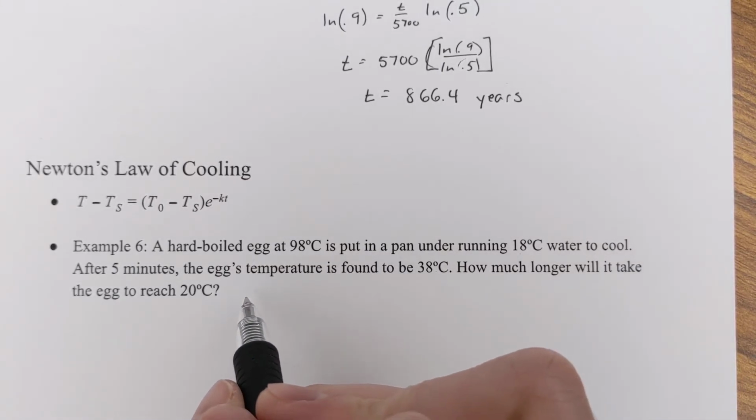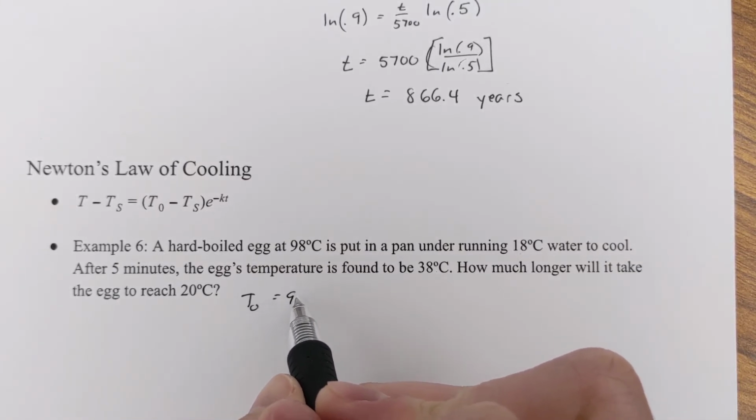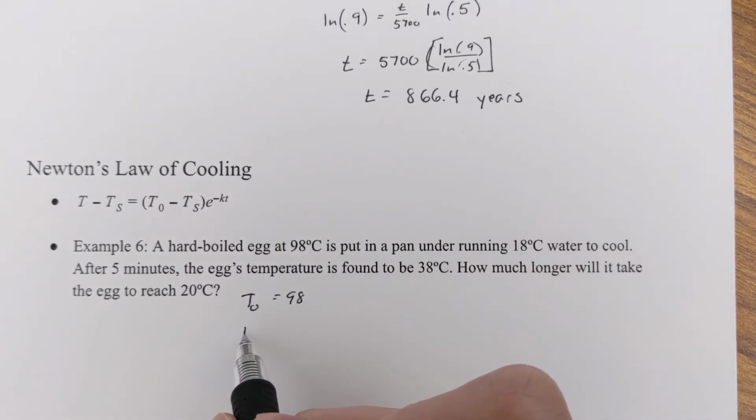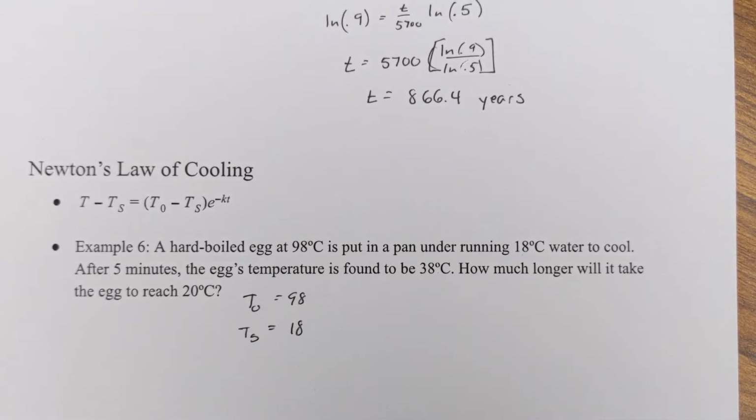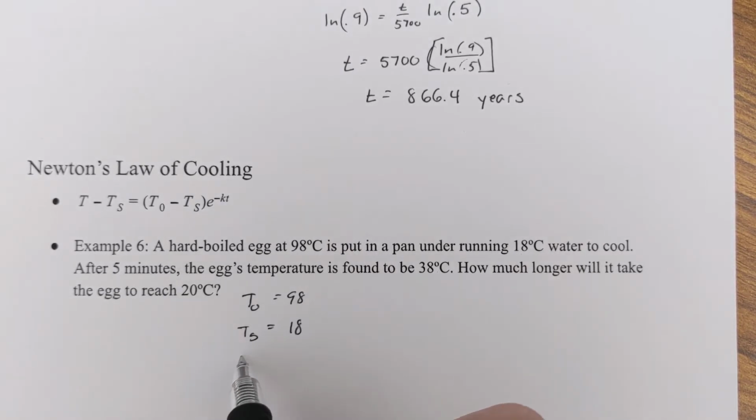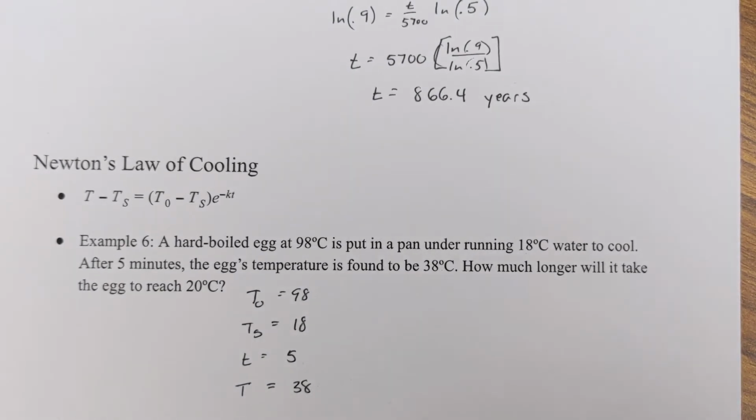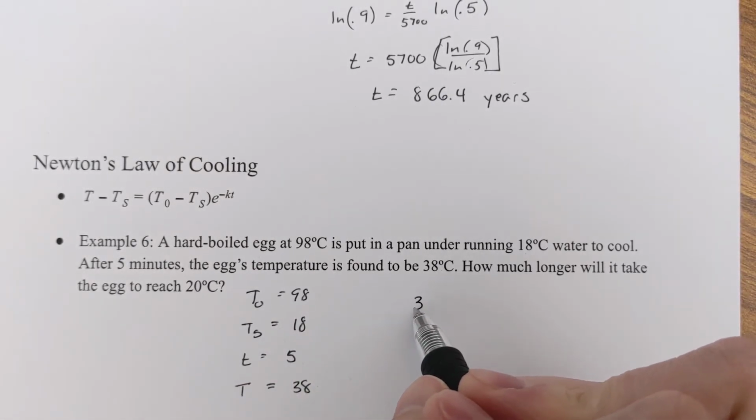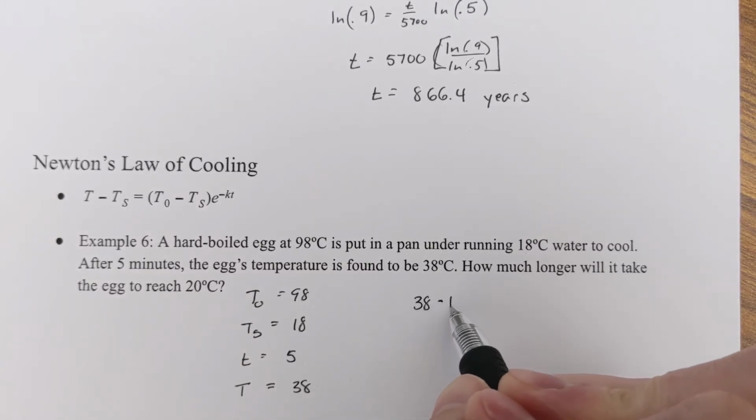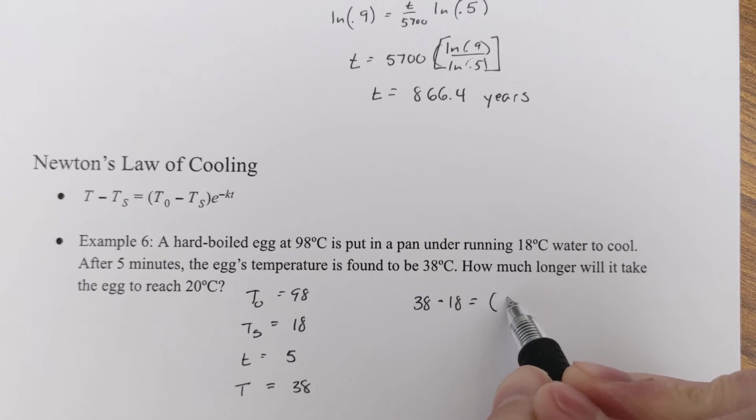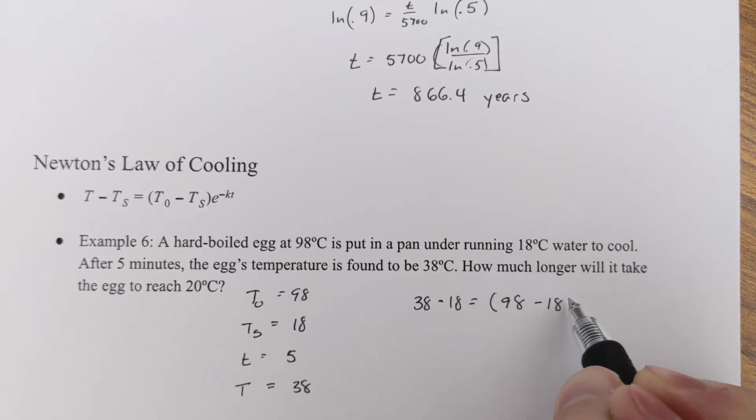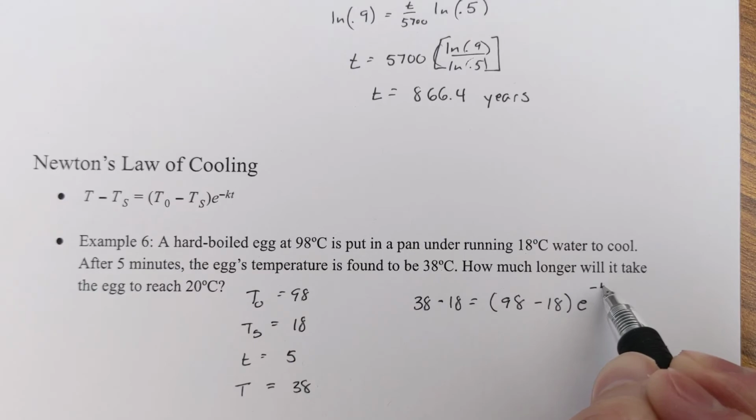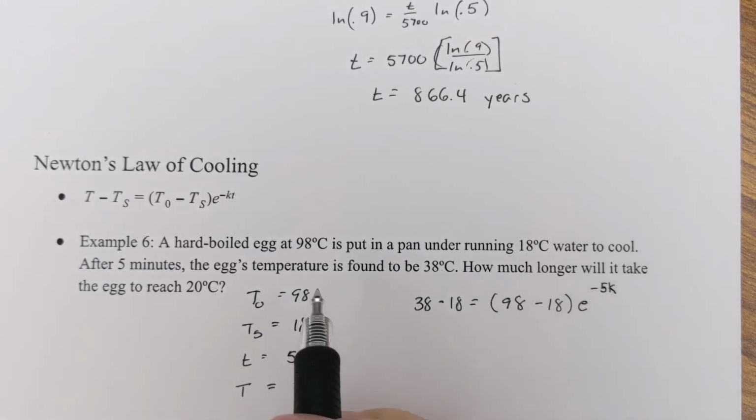So let's see what it gives us. So T0, the egg starts at 98 degrees. S is what it's sitting in, 18 degree water. After 5 minutes, so that's t, the egg's temperature is 38 degrees. So that's all the information that I know. So I don't have K, so I have to find K first, but I can fill all my numbers in. So 38 minus 18 equals 98 minus 18, e to the negative 5K, because t is 5.